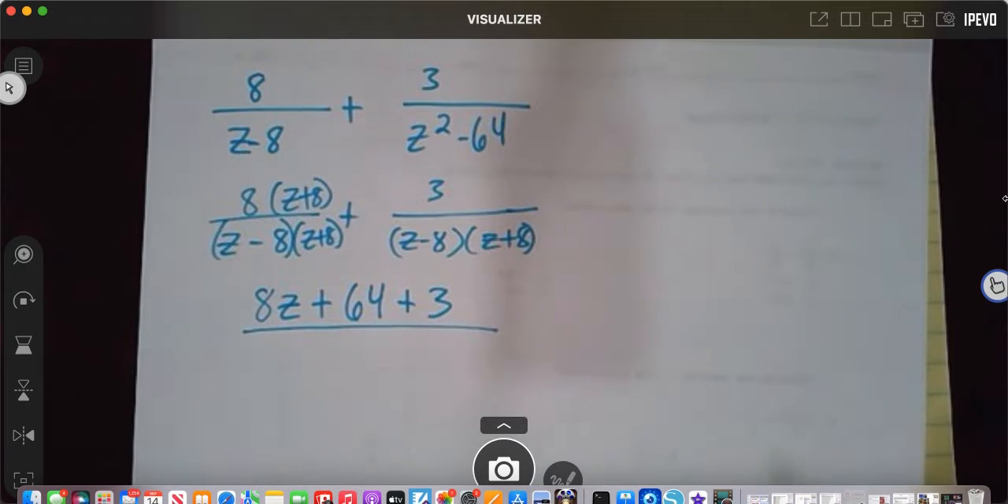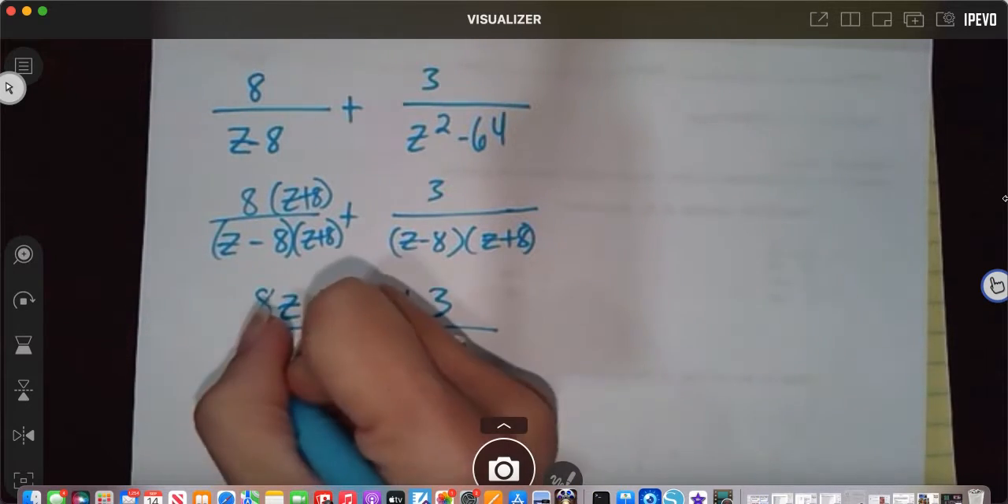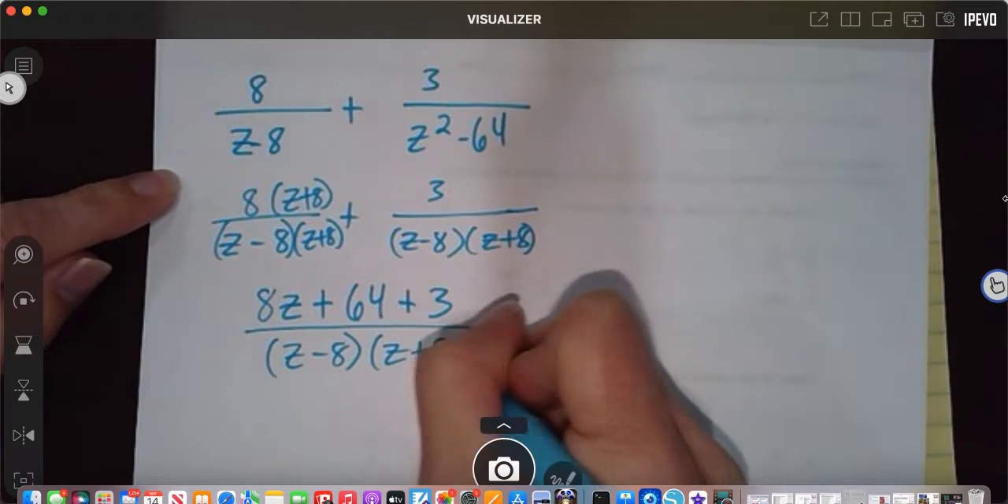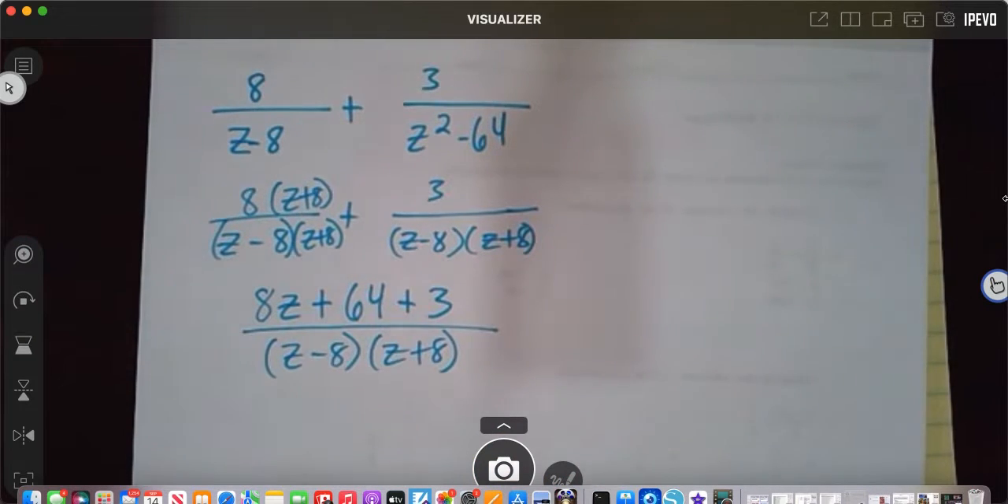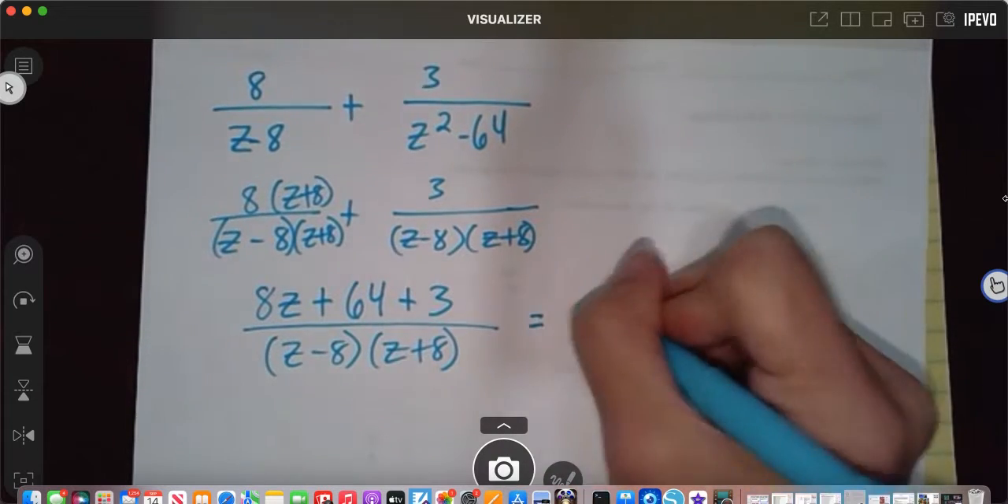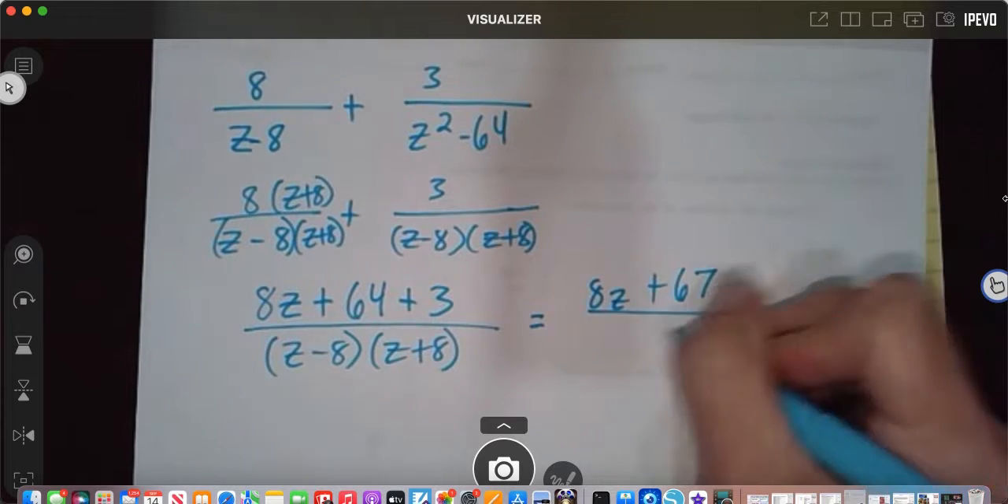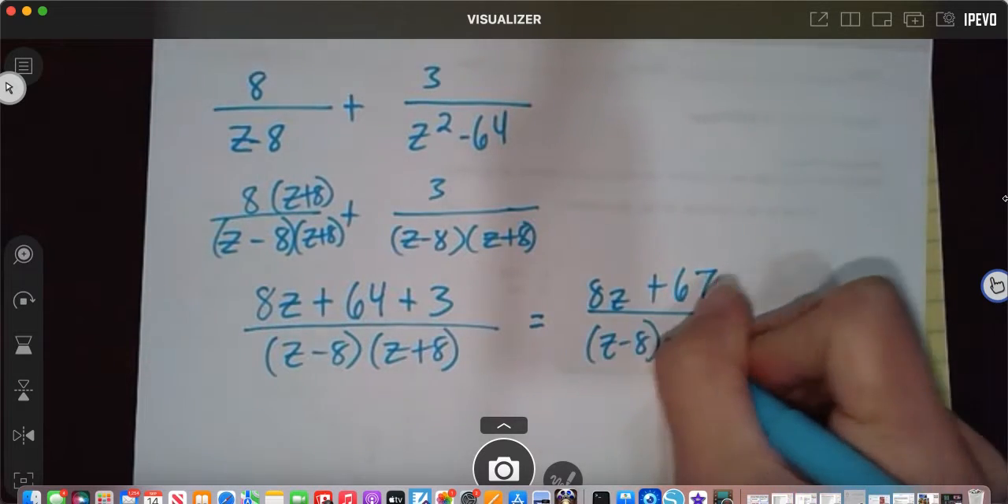That was the whole point of getting the same denominator. So that's z minus 8 and z plus 8 in both of their denominators. Any question from here to here? And there's only one last step on this one. Are there any like terms? 64 and 3. I can add those, right? So I'm just going to put 8z plus 67, and then here's my denominator.